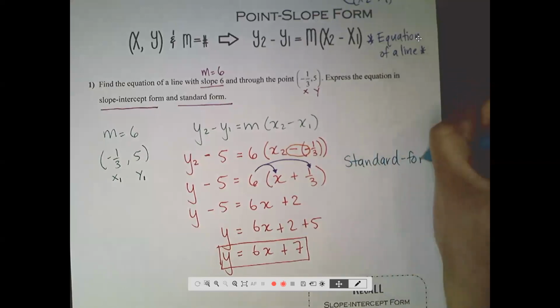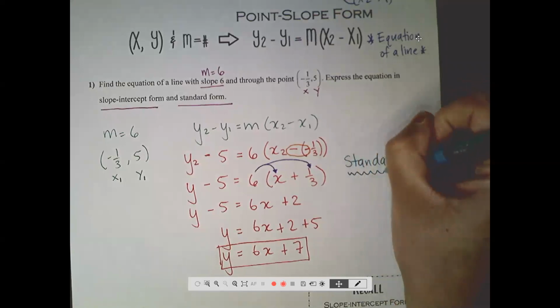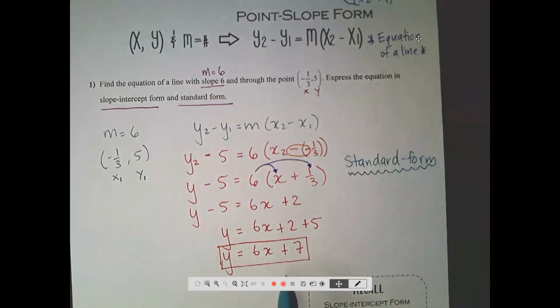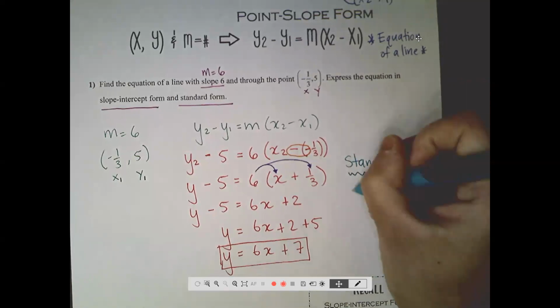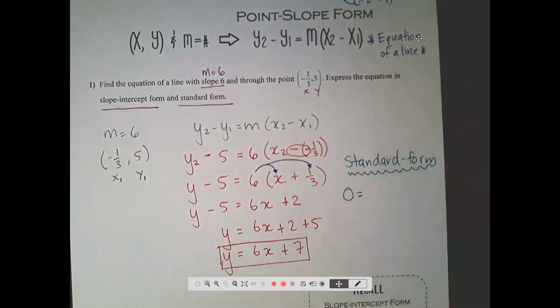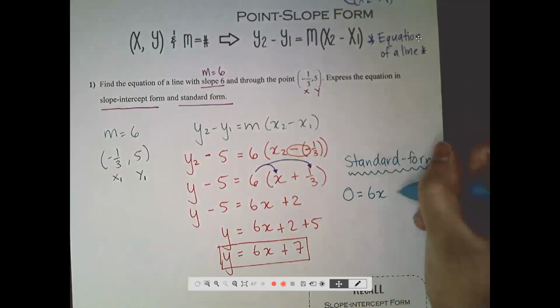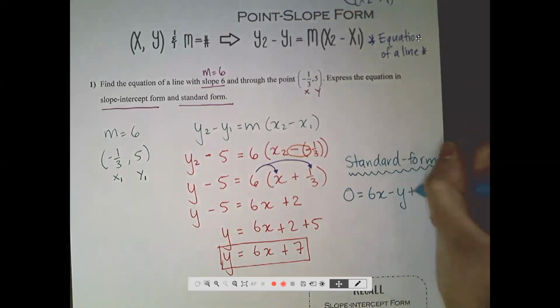Okay, so for standard form, the easiest thing is you always want to have your x value be positive. So right now it's a positive 6x. I want to leave it on this side. The easiest thing for me to do is move this y, sandwich it right between these two terms, and if it's a positive y, it's going to become a negative y. So 0 is going to be equal to 6x minus y plus 7.